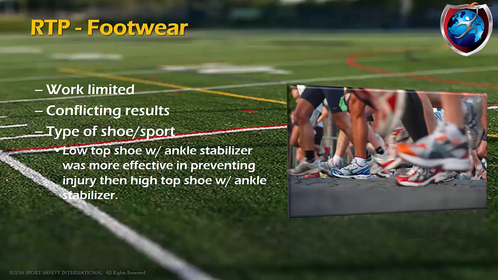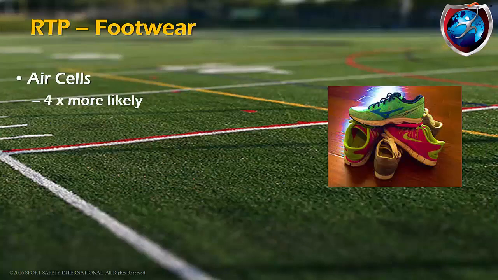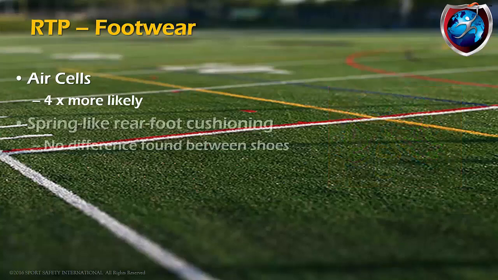Conversely, football athletes with low-top shoes with ankle stabilizers were more effective in preventing injuries than in high-top shoes with ankle stabilizers. Type of rear foot cushioning may also contribute to the incidence of ankle sprains, but the literature on the topic conflicts as well. In one study, shoes with air cells were 4 times more likely to sustain an ankle injury than those players who did not have shoes with air cells.